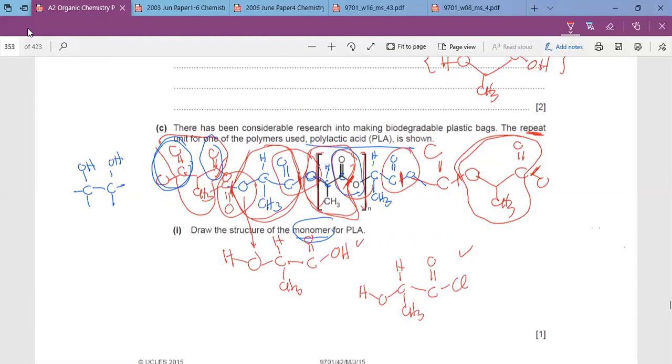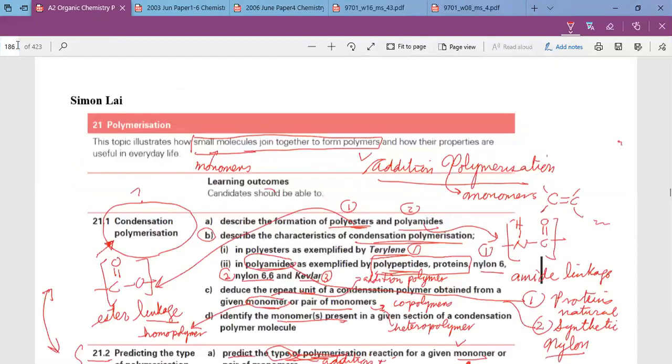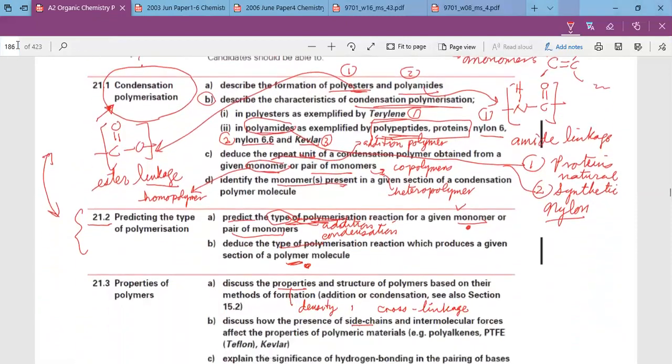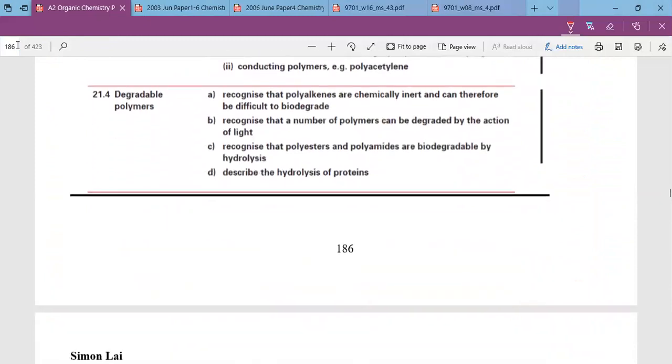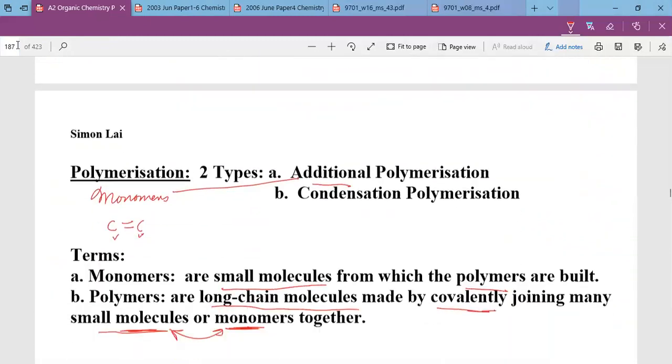Now let's go back. We won't go to fats. Fats you should have done already, in 4 or 5. I'm not going there. We can discuss later in class if you have a problem there. So 186. Now let's go back to here, and now let's go to polyamides.